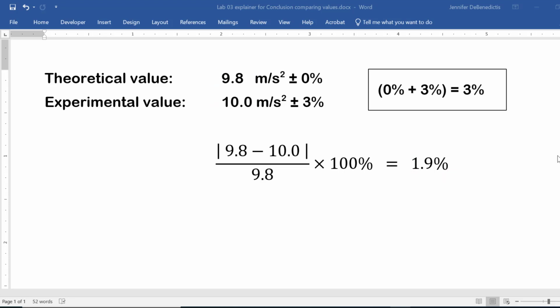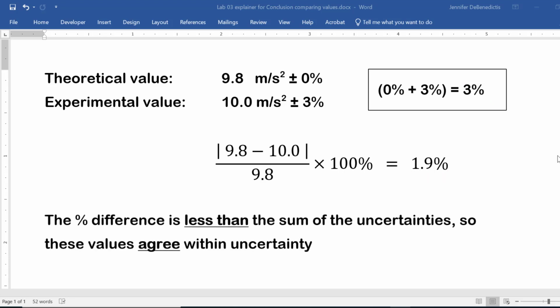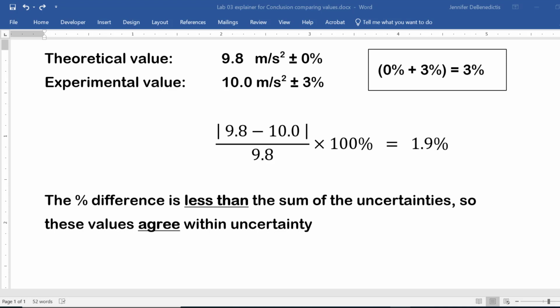So your values agree within uncertainty if the percent difference is less than the sum of the uncertainties. So 3% is the maximum amount of deviation you expect to see, and if you only got 1.9% difference between them, that means your values agree within uncertainty. Now let's consider another case.